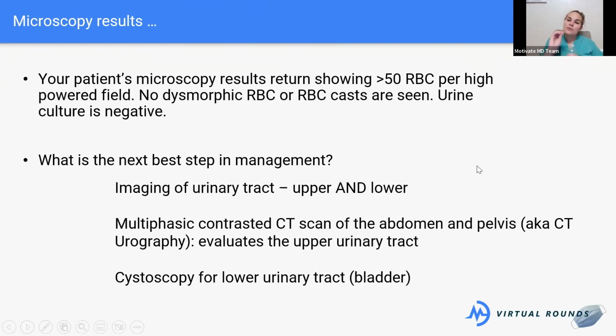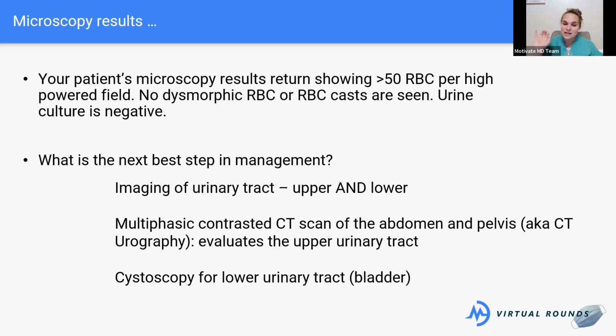So yeah, we want to image the urinary tract, right? Now we know that it's probably not the kidneys, but it could be anywhere along the urinary system that this patient is bleeding and there's blood leaking into the urine. So how do we image the urinary tract? Well, you have to image both the upper tract and the lower tract. To examine the upper tract, you do something called a multiphasic contrasted CT scan, so essentially a CT scan with contrast. That helps show you the upper urinary tract, and we'll talk about that in the coming slides. So that tells you what's going on in the upper urinary tract.